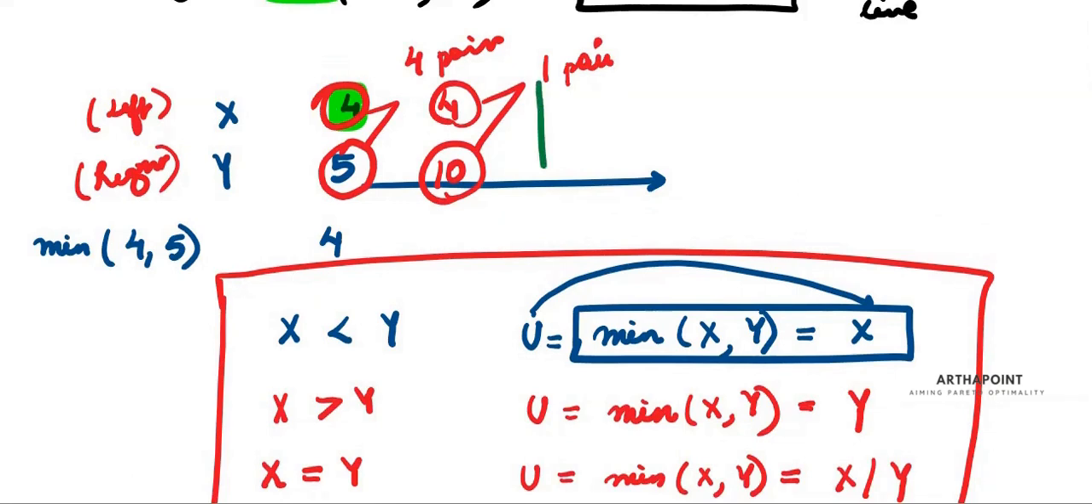Suppose it's the reverse. y is 4, but x is 5. Then also I will make 4 pairs only. The 5th shoe would be of no use to me. But if x and y are equal, then also I will have the same number of pairs, 4 pairs.